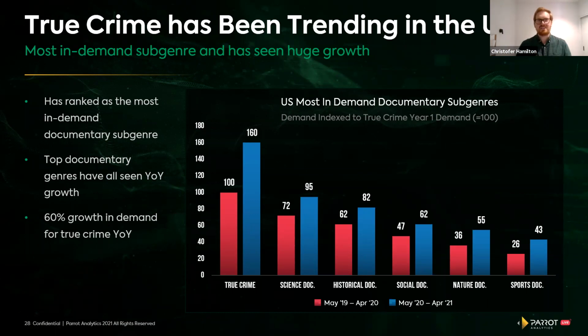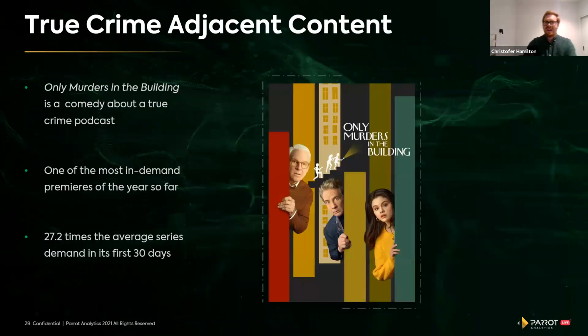I also love this chart because it just reminds you the variety of different types of documentary content there is. So true crime, science documentary, historical documentary, social documentary, nature, sports, these are all very different. There's such a variety of content in the documentary genre. Just a good reminder.